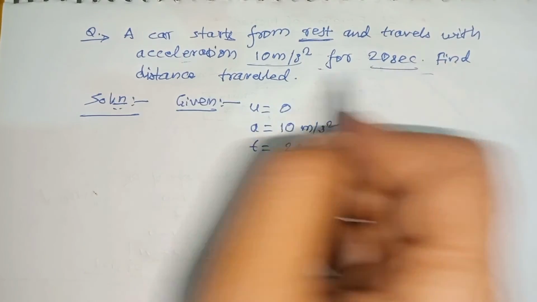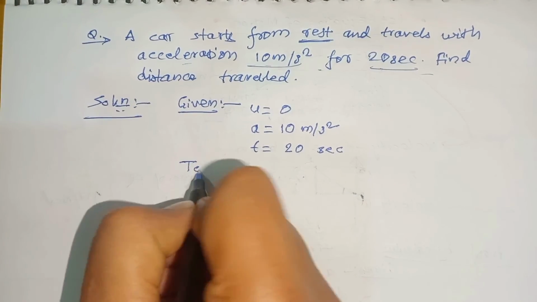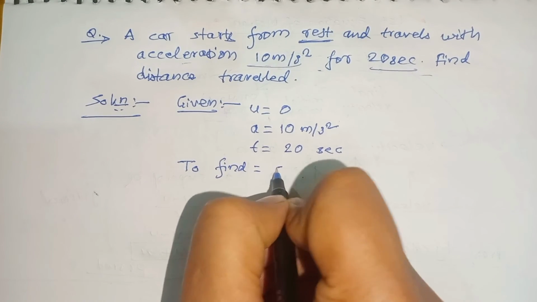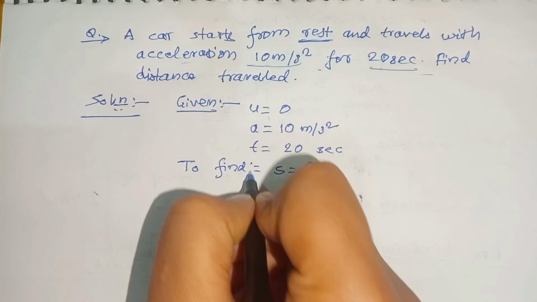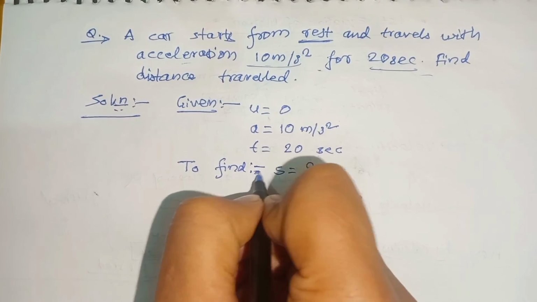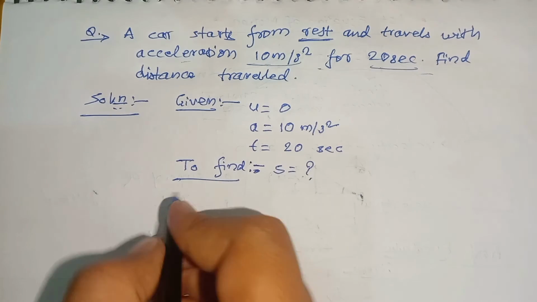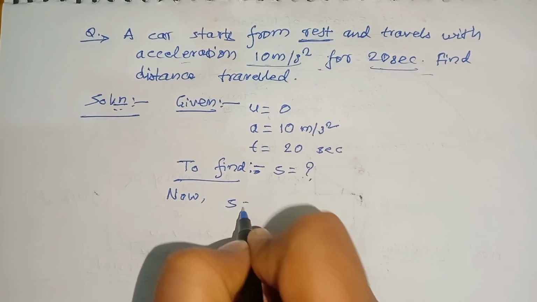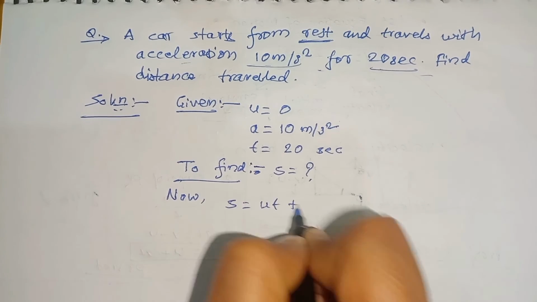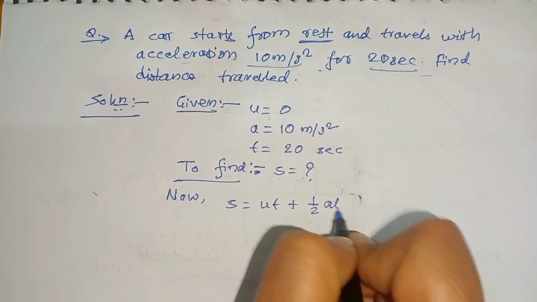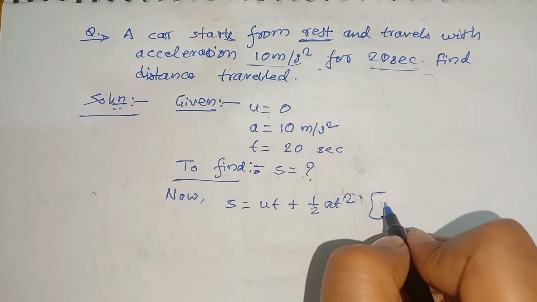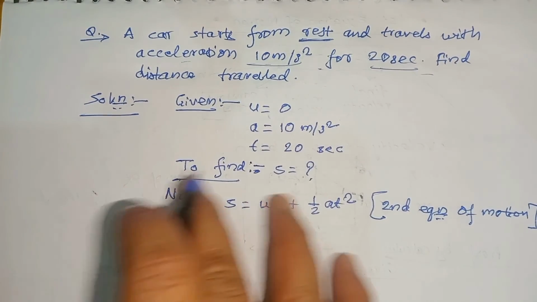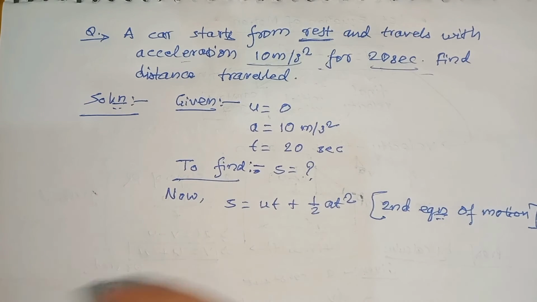Then we have to find the distance traveled, so write: to find, s equals what? This is the way. Now the third step is to write the formula: s equals ut plus half at square. Under bracket we should write second equation of motion. This is the correct way to solve a question for correct step marking, or complete marking.